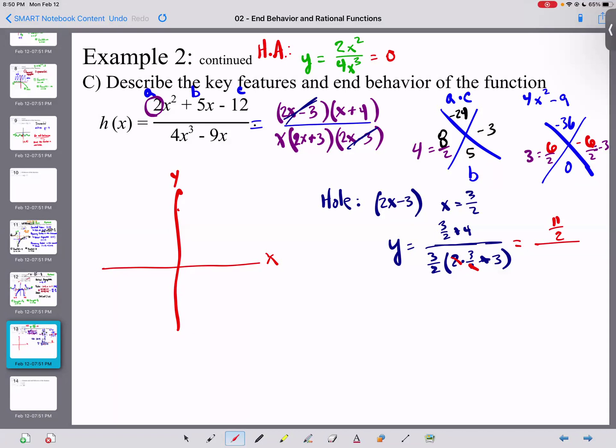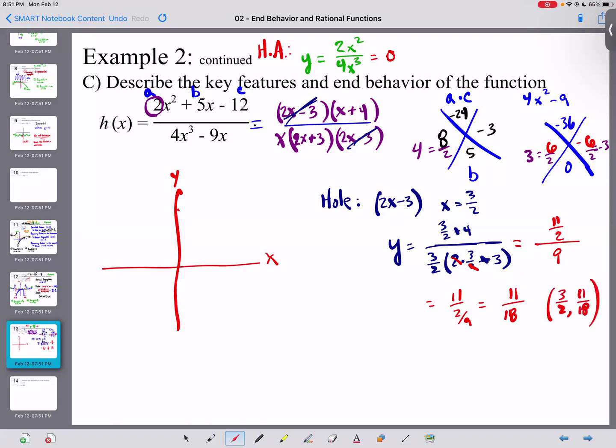So I'm multiplying, it would be 3 times 6, which is 18, divided by 2, which is 9. So it's 11 halves divided by 9. 11 halves divided by 9 is the same thing as 11 divided by 2 divided by 9, which becomes 11 divided by 18. And so this has a hole at 3 halves, comma, 11 over 18.